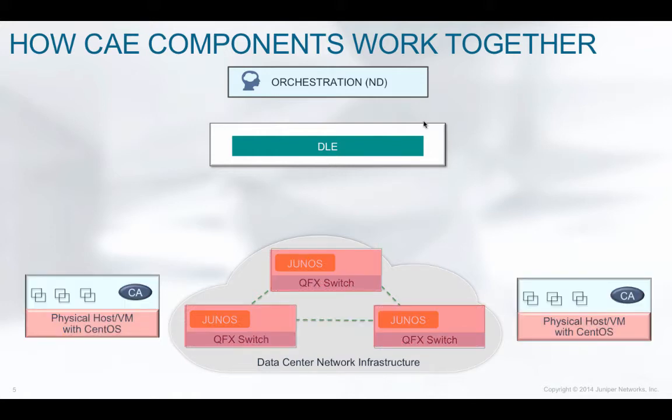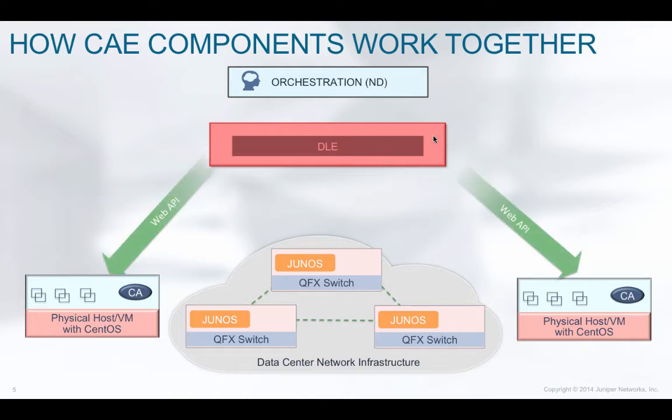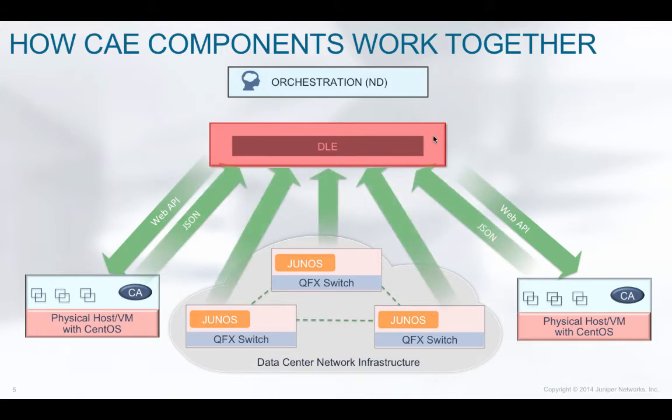The second component is the network device in the application path. CAE feature in Junos is responsible for understanding probes from compute agents and sending the necessary information back to the compute agent. Junos is also responsible for sending high-frequency interface statistics to the DLE. The third component is the DLE, or the Data Learning Engine. DLE is the component that is responsible for collecting and aggregating information from compute agents and network devices. DLE provides the ability to deploy CAE in large environments.